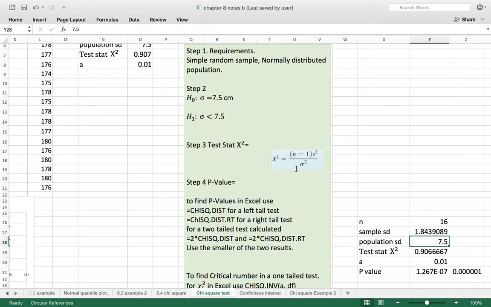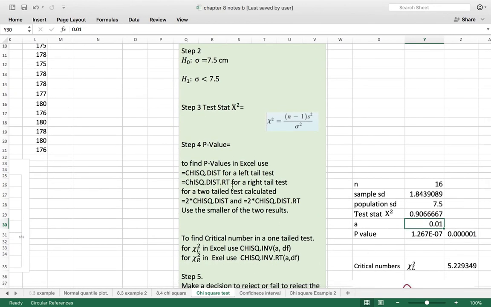So our test statistic is going to be our degrees of freedom times our sample standard deviation squared divided by our population standard deviation squared. That's what I've done here. You can see that I followed this formula right here to create a test statistic of 0.906667, and we want an alpha level of 0.01. Let's find our p-value.